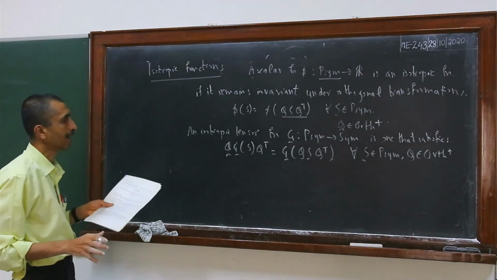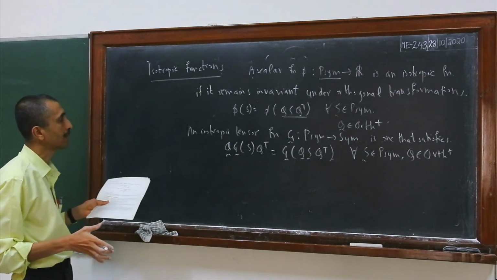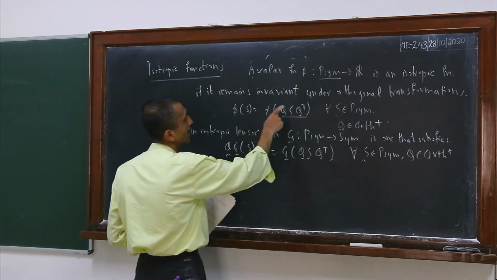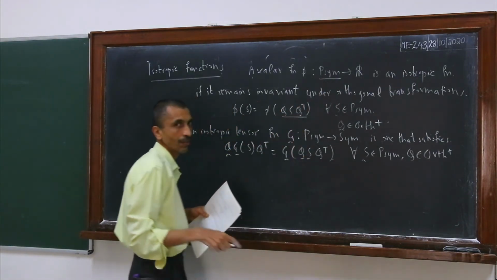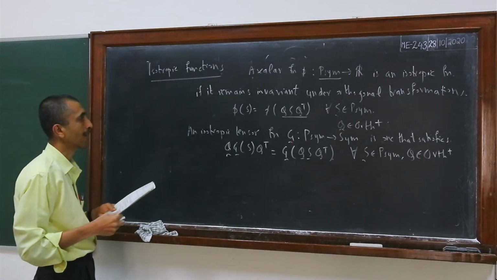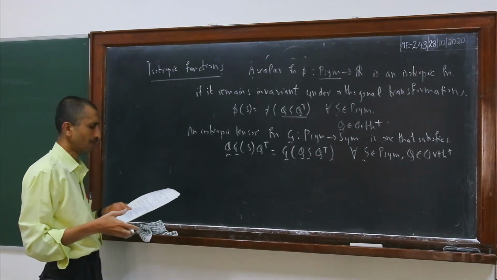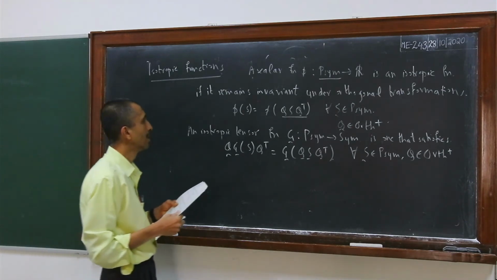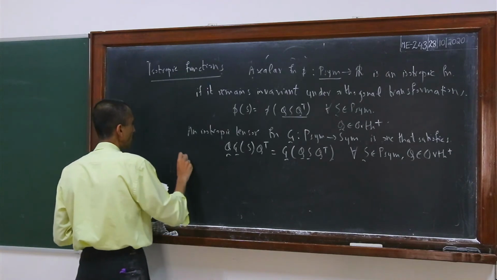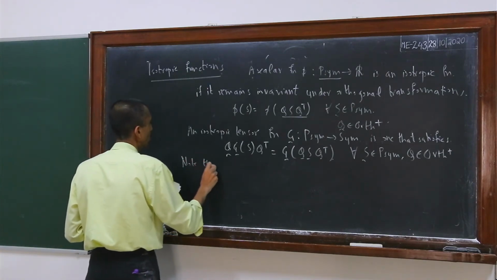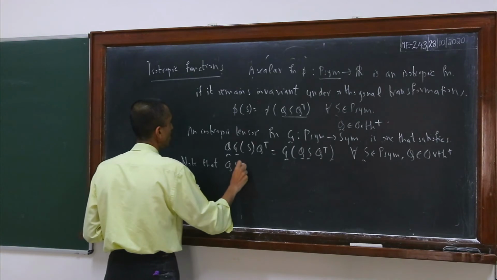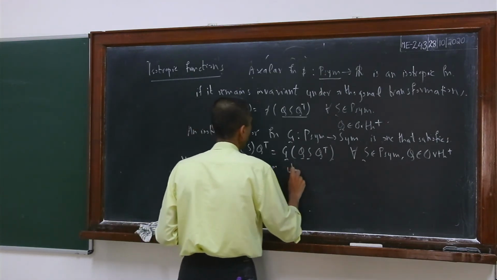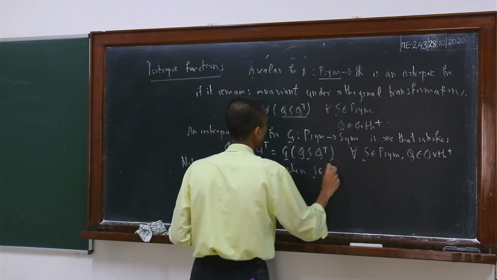So actually, fortunately that is the case, because if S belongs to PSym, then QSQ transpose will also belong to PSym, because the eigenvalues of S and QSQ transpose will be the same. So note here that QSQ transpose belongs to PSym when S belongs to PSym.